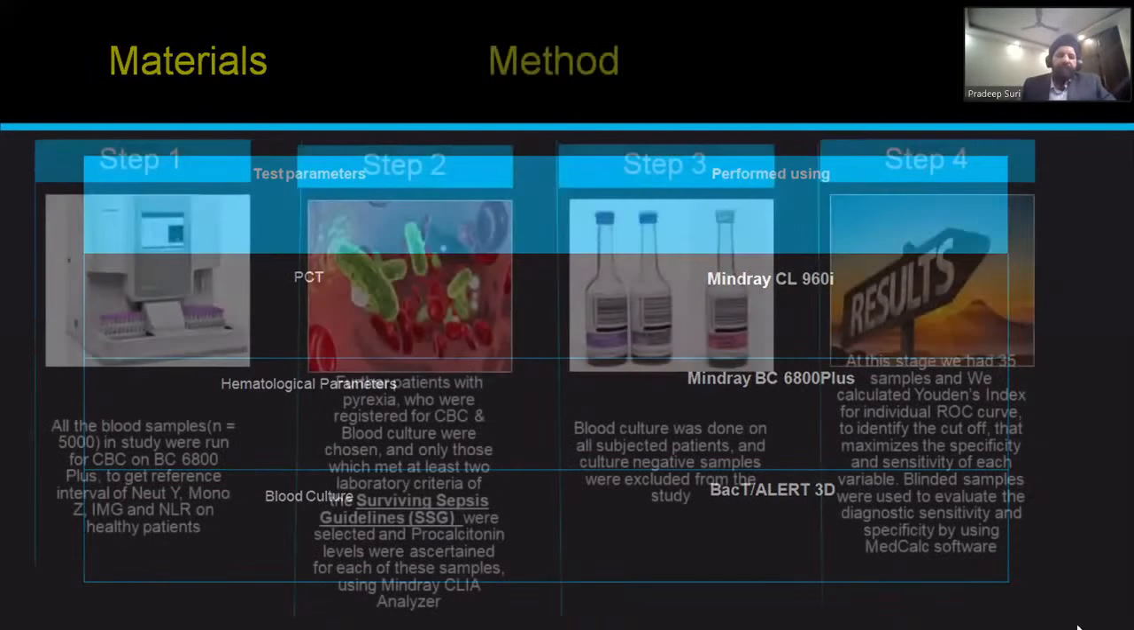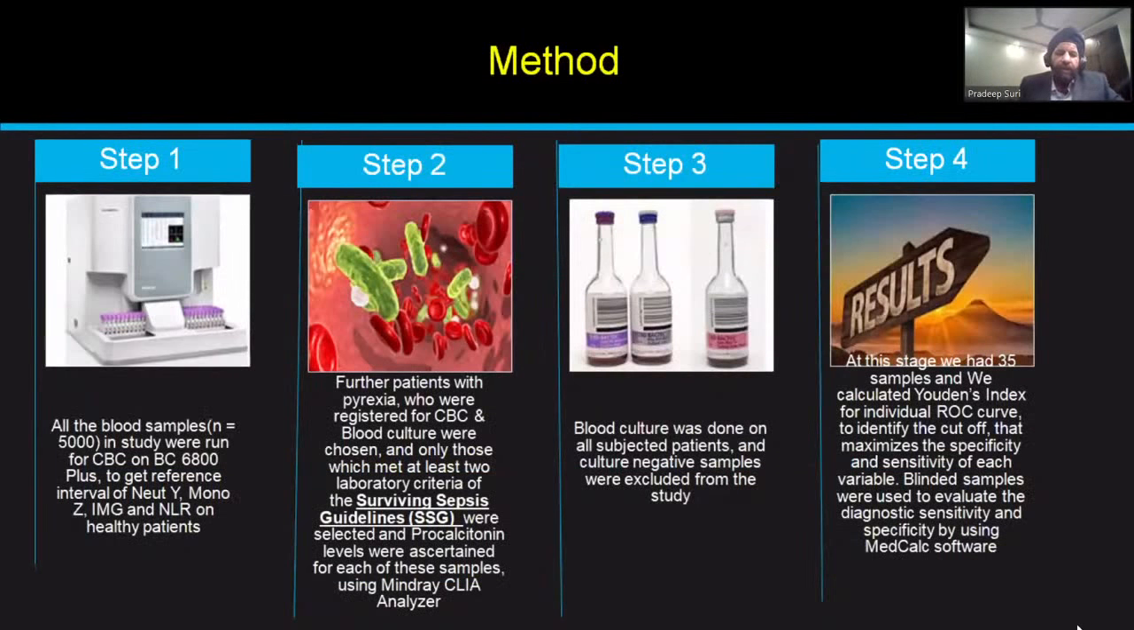So what we did here was a simple 4-step methodology. All the blood samples, which were 5,000 in number, were run for CBC on BC 6800 plus, just to get the reference interval of these 4 parameters, Nut-Y, mono-Z, immature granulocytes, and neutrophil lymphocyte ratio in healthy subjects. Further, we selected patients of pyrexia who had registered for both CBC as well as blood culture, and only those patients were chosen which met at least 2 laboratory criteria of the Surviving Sepsis guidelines.